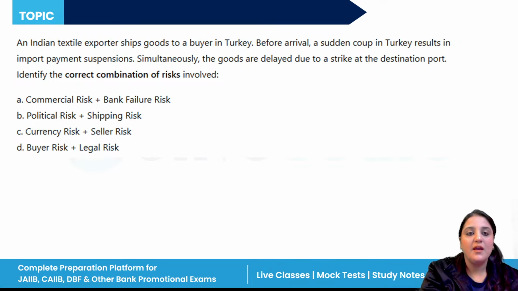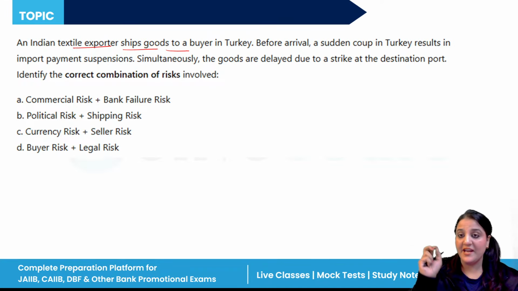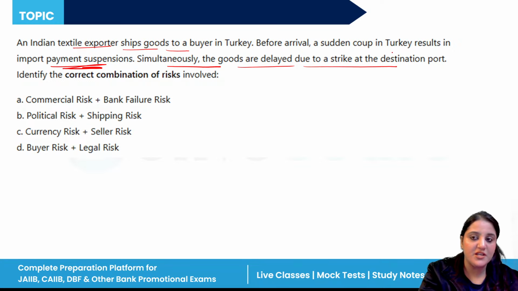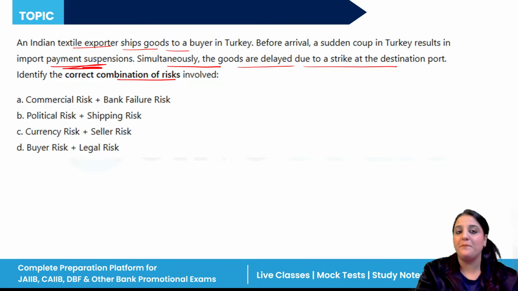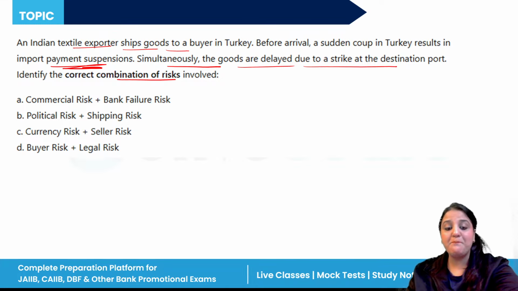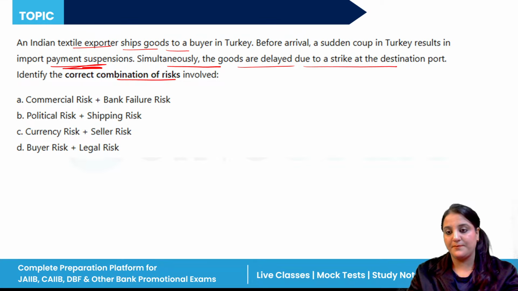Now, an Indian textile exporter ships goods to a buyer in Turkey. Before arrival, a sudden coup in Turkey results in import payment suspensions. Simultaneously, the goods are delayed due to a strike at the destination port. Identify the correct combination of risk. Here we have to keep in mind the payment suspensions.